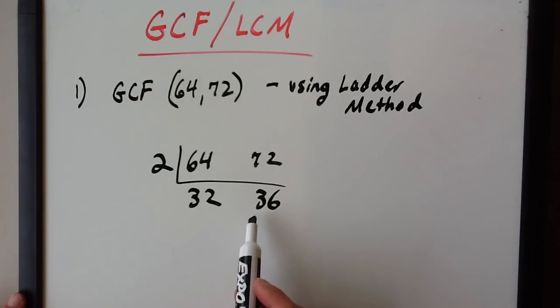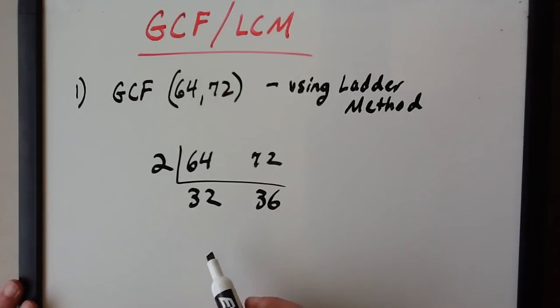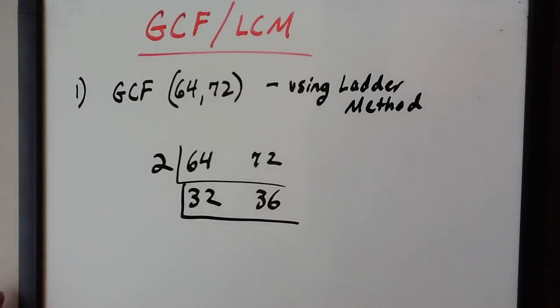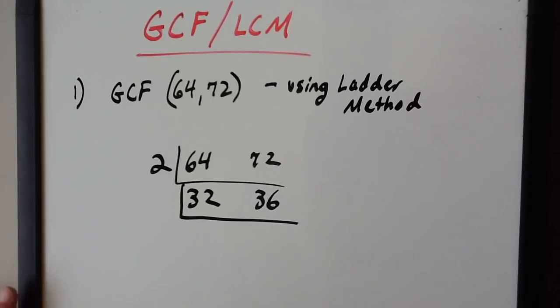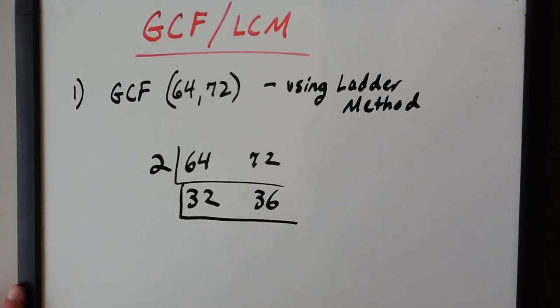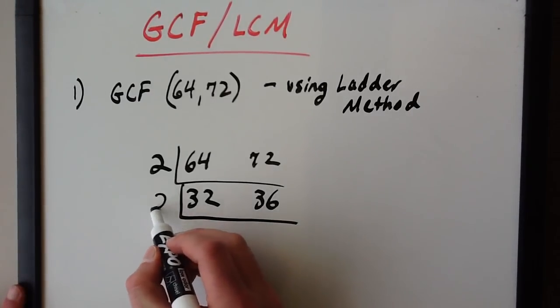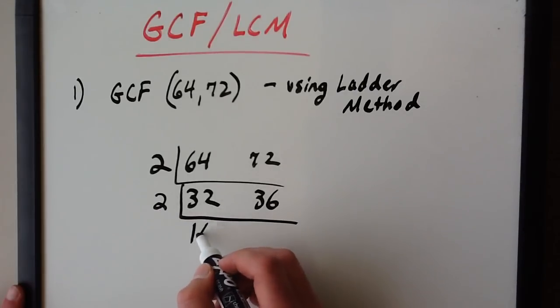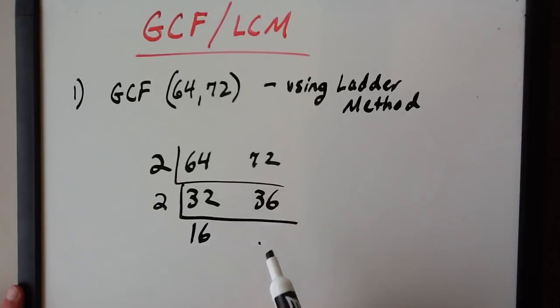Do these have a common factor? Yes, they do. And because they do, I've got to make an additional ladder. All right. Now, what factors do 32 and 36 have in common? Well, again, they're both even, so I know I can pull out a 2. 2 times what is 32? Well, that would be 16. 2 times what is 36? That would be 18. Okay.